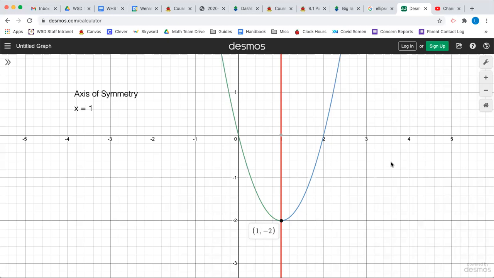In addition to that, if you know what the vertex is, you also get the axis of symmetry for free, because the axis of symmetry is just x equals the x value of the vertex, which in this example is 1. So our axis of symmetry is x equals 1.